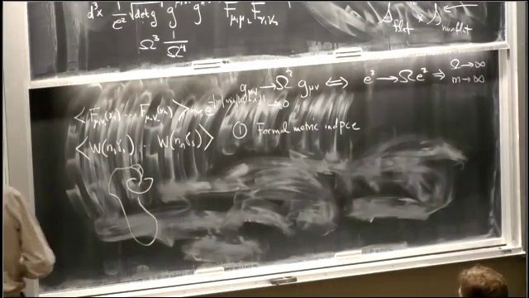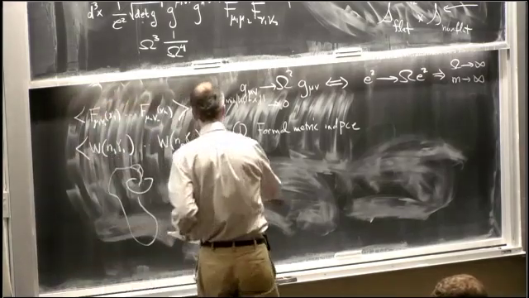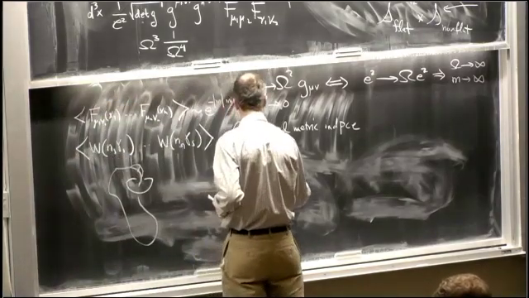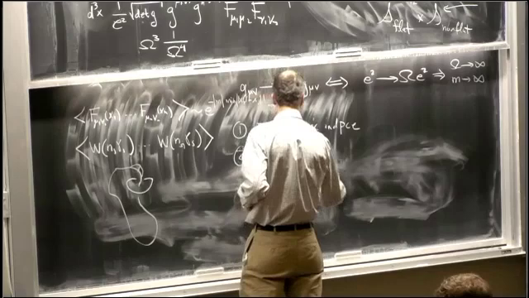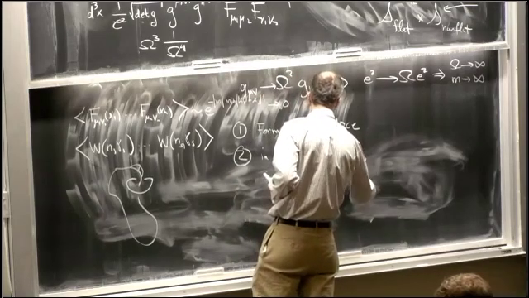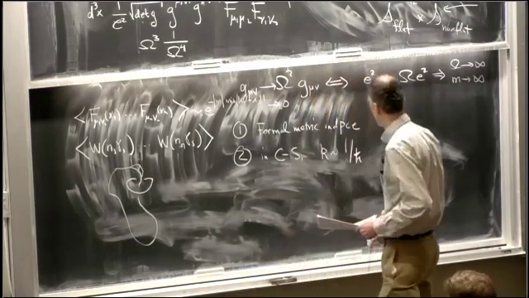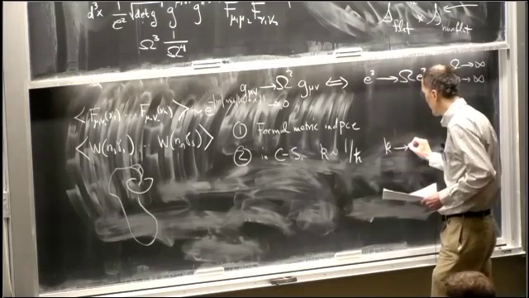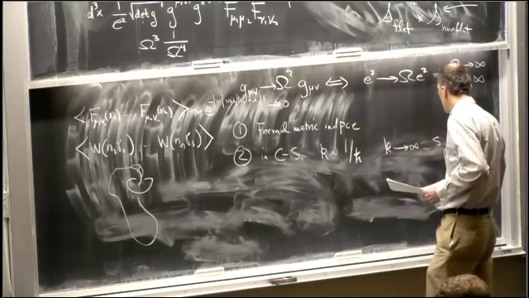Another important remark is that in the pure Chern-Simons theory, kappa functions like 1 over h bar. So kappa goes to infinity is the semi-classical limit.